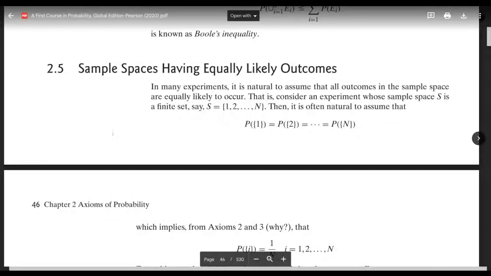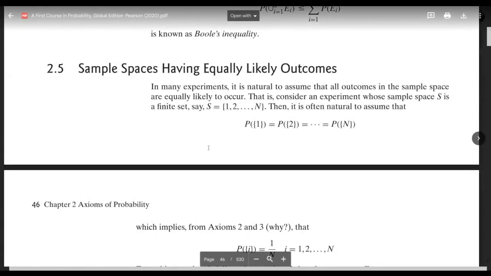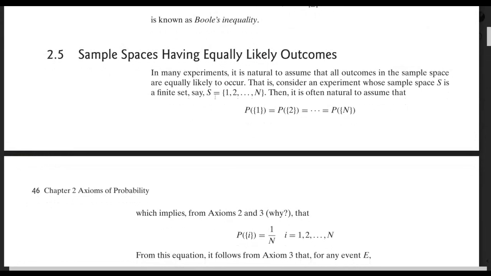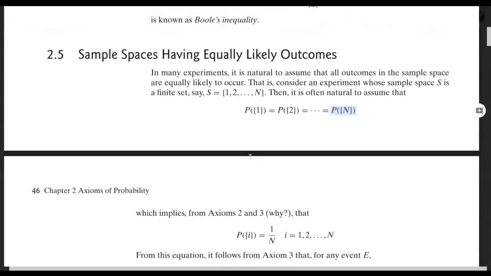Okay, 2.5. Sample spaces having equally likely outcomes. In many experiments, it is natural to assume that all outcomes in the sample space are equally likely to occur. That is, consider an experiment whose sample space S is a finite set. Say the sample space is 1, 2, 3, up to some finite number n. Then it's often natural to assume the probability of getting 1 equals the probability of getting 2 equals the probability of getting any of the numbers in the sample space.